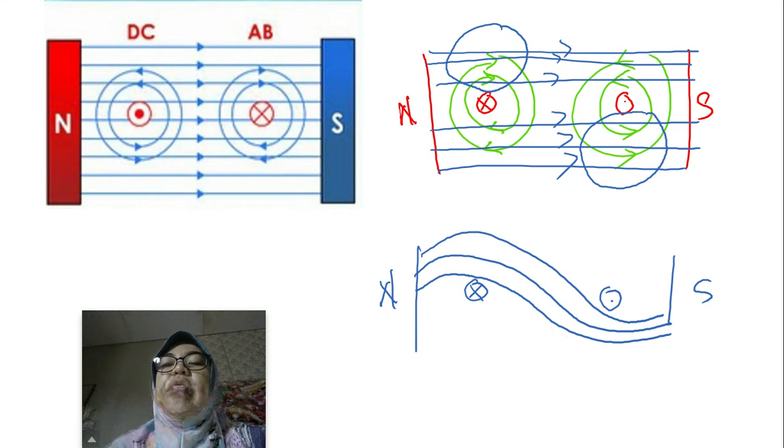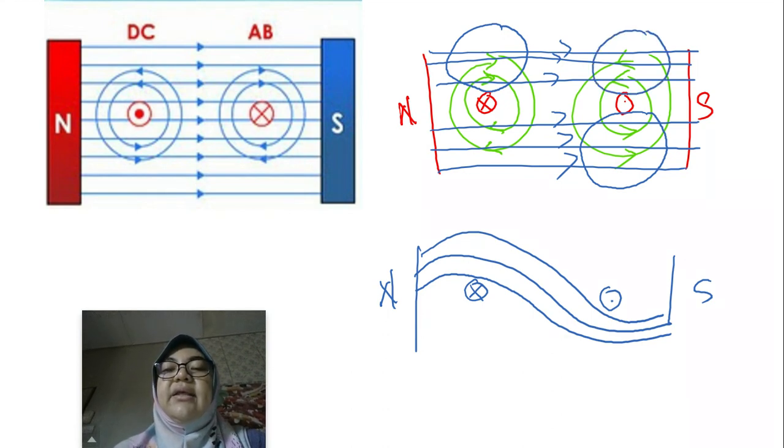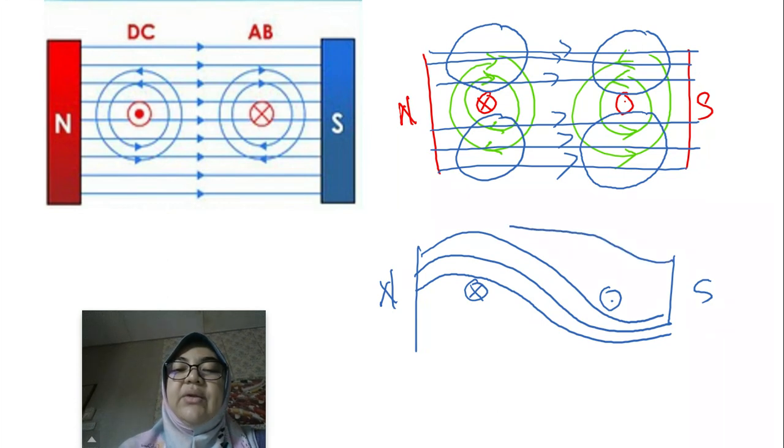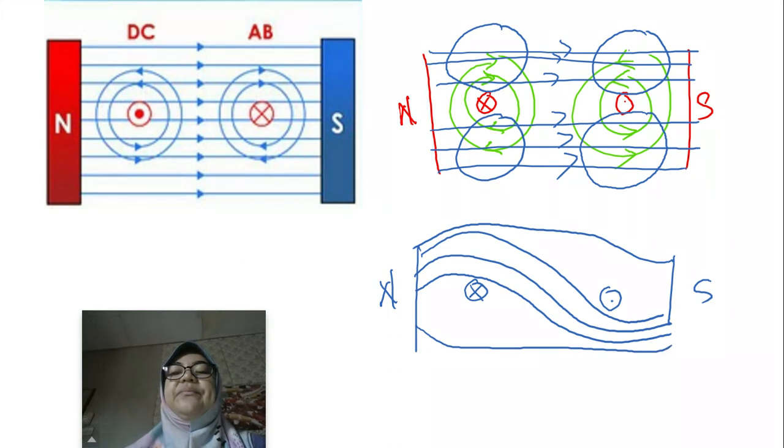Okay, and now we focus at the top right and the bottom left. So the direction of the blue line and the green line are opposite. Jadi dia hanya tinggal maybe one line. And then this one also tinggal lagi one line. Okay, so we have a catapult field. And the magnetic field or the magnetic flux are unbalanced.